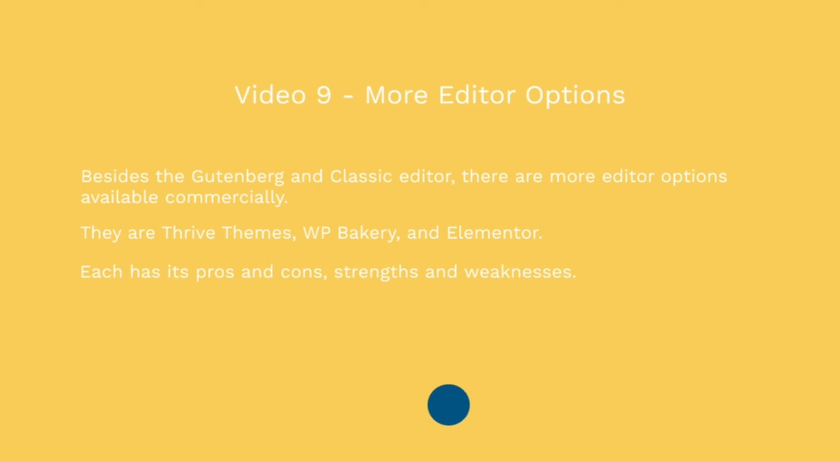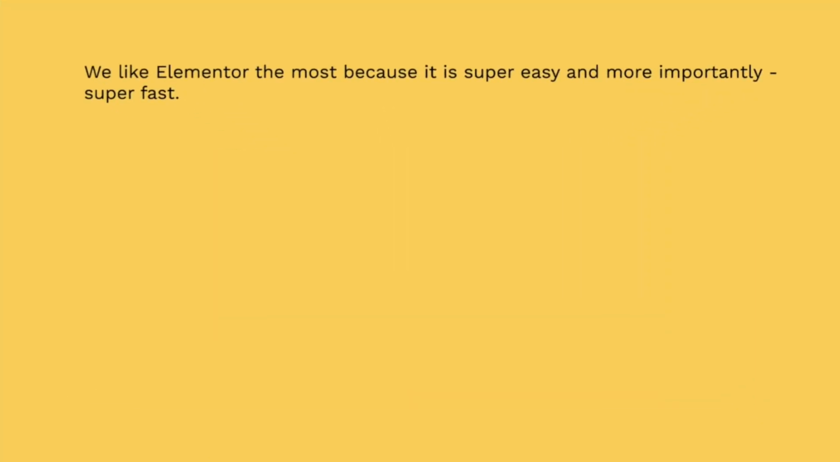So you saw Gutenberg. Most of these are very similar to Gutenberg and they utilize blocks, but they just look a lot nicer and they have a lot more options. So that's really the main difference. So we like Elementor the most because it's super easy and more importantly, super fast.